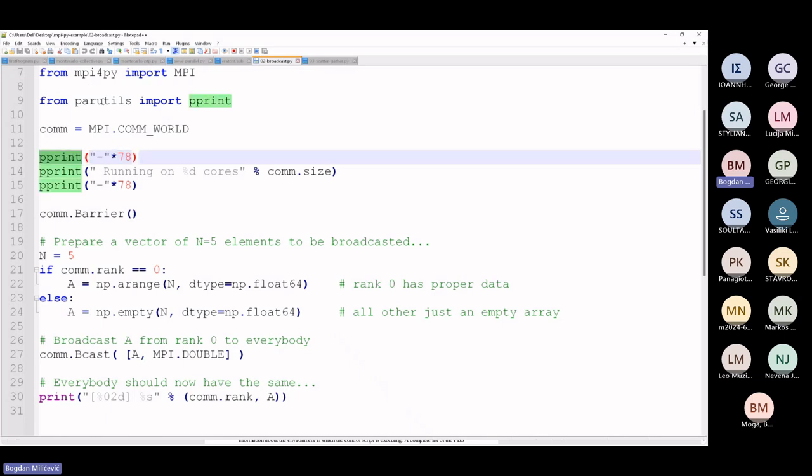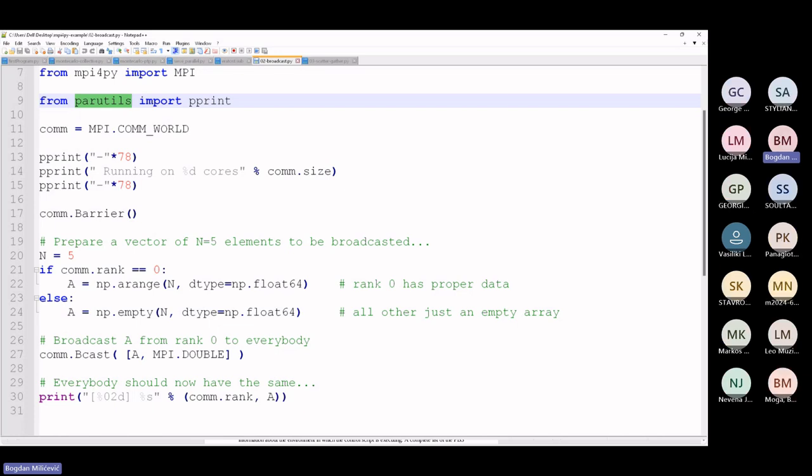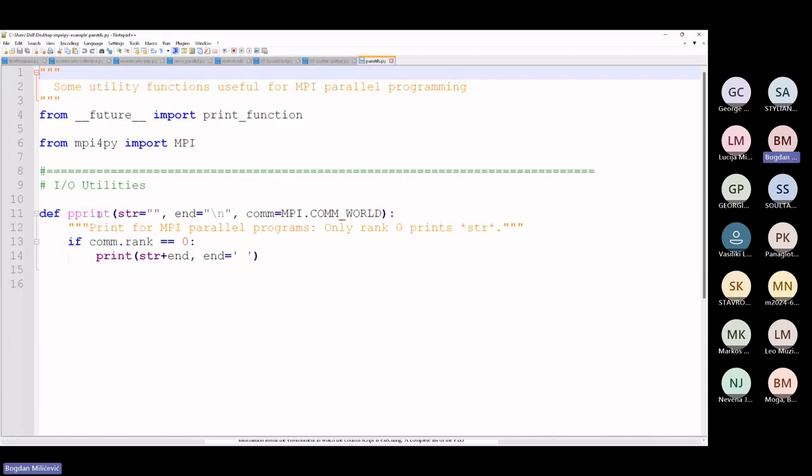This pprint is from another module, and this module I'll show you. It has only a pprint function that is receiving a string that needs to be outputted on screen, an end that has to be printed, and it has a default communicator, which is MPI comm world. So all 3 of these can be specified, but all 3 of these already have values. If you don't specify anything, a new line will be printed on screen, and that's it. But if you specify, for example, this str, then that string will be printed on screen, but only by the zeroth process.